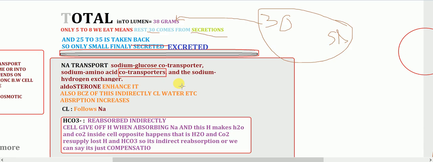So how does it happen? Sodium-glucose co-transporter, sodium-amino acid co-transporter, and the sodium-hydrogen exchanger. So one is your co-transporter and the second one is your exchanger.